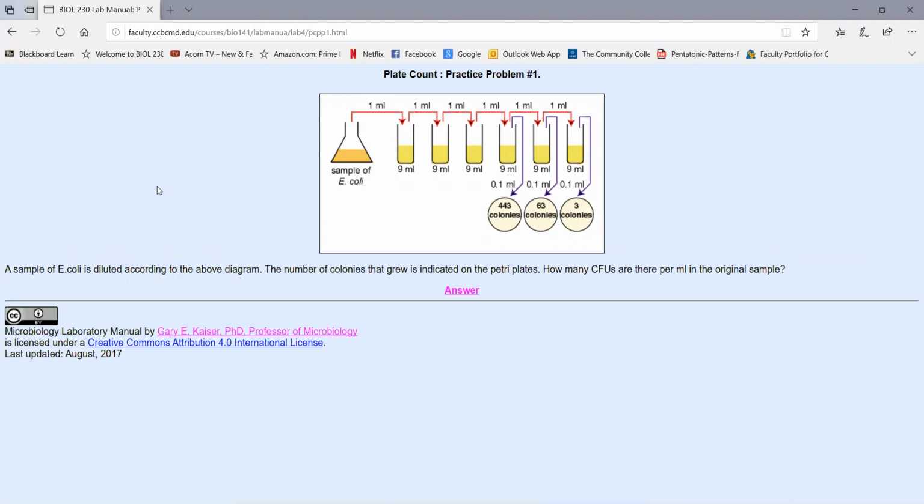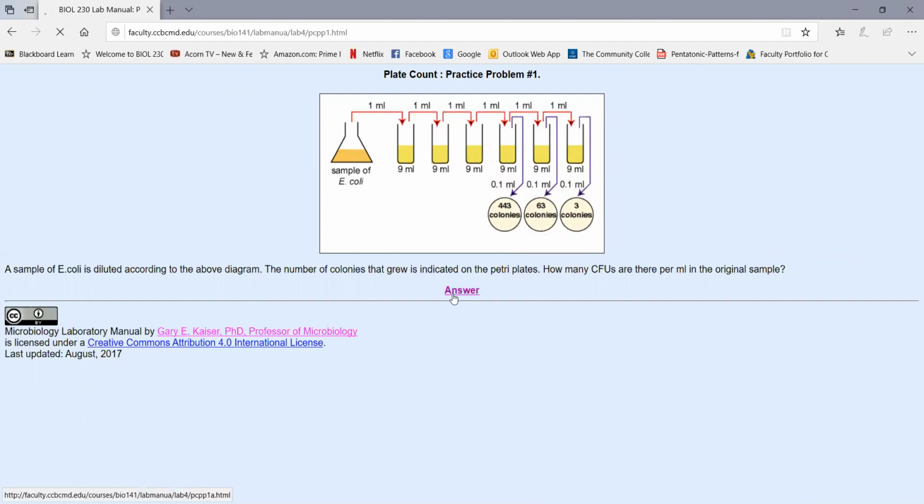So as we see in example 1 here, a sample of E. coli is diluted according to the above diagram. The number of colonies that grew is indicated on the Petri plate. How many colony forming units are there per milliliter in the original sample? So again, we'll click on the answer in a second, but remember just 2 steps here. Choose the right plate, one that has 30 to 300. Find the dilution to that plate and multiply those 2 numbers.